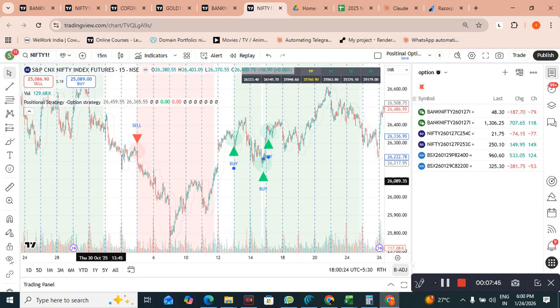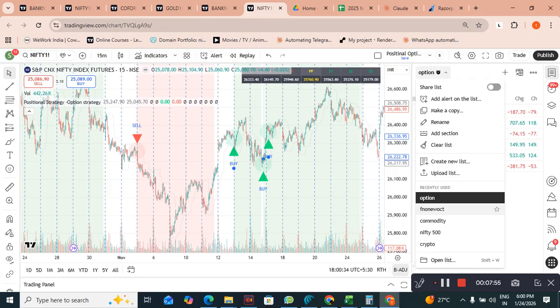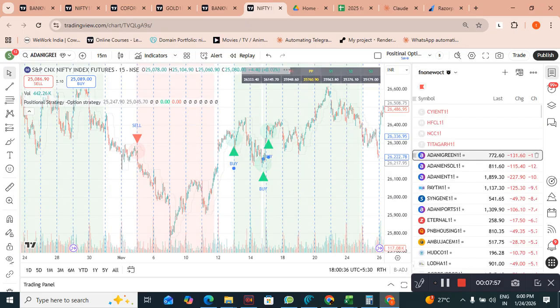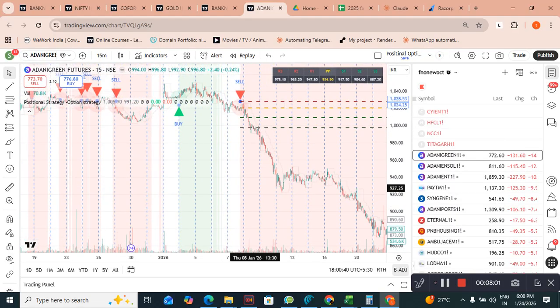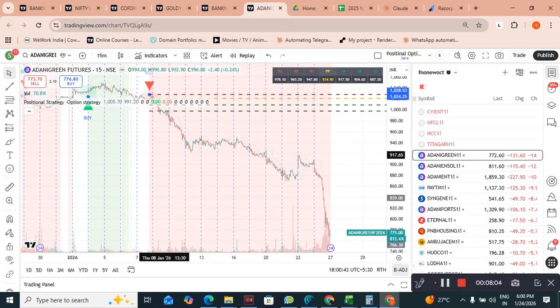100% this method can be used for other formats also, like positional futures trading, but we have some other methods for them. So any chart you take, any index chart or FNO chart, just see the color of the chart and take a trade. Like here the red color, here the green color, here the red color. So it is going on for 1, 2, 3, 4, 5, 6, 7, 8, 9, 10, 11, 12 days. So this is how this positional strategy has to be implemented.